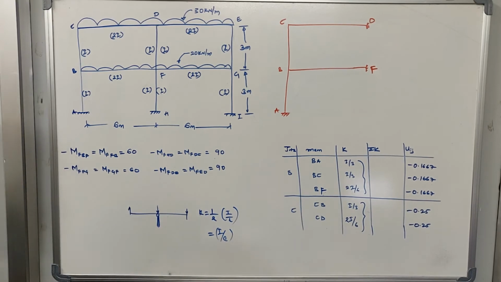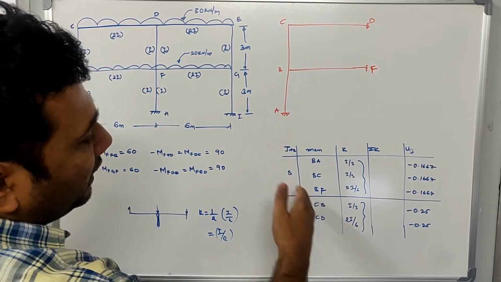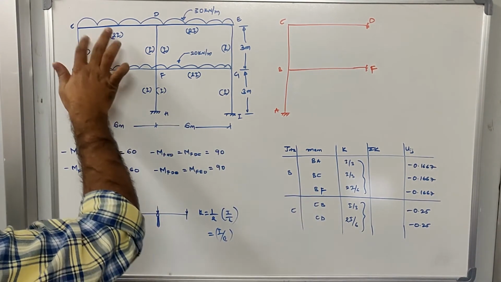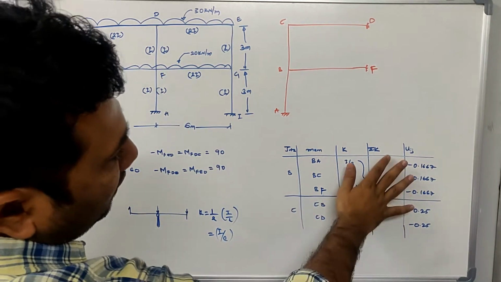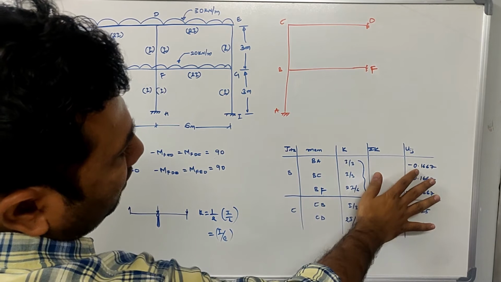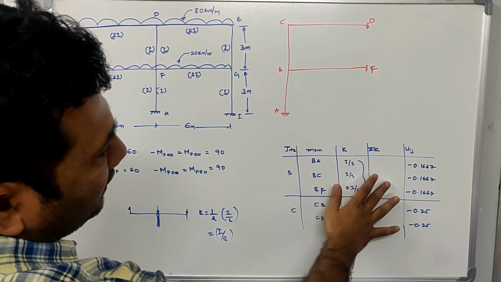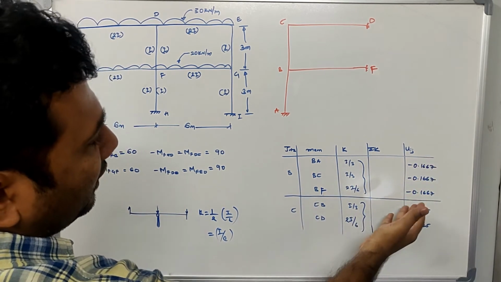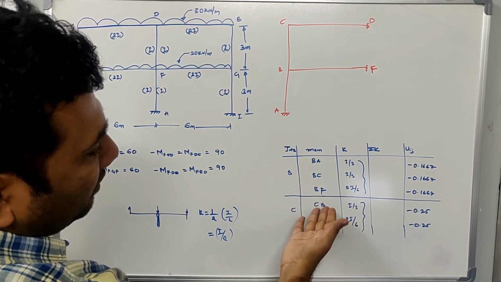Once you calculate the stiffness value of joint B, similarly you can calculate for joint C also. Now CB is I by 3 and CD will be 2I by 6. After solving this, you can solve your rotation factors by taking the ratio of K by joint stiffness, multiplying it by minus 0.5. This is how I calculated the rotation factors for BA, BC, BF, CB and CD.